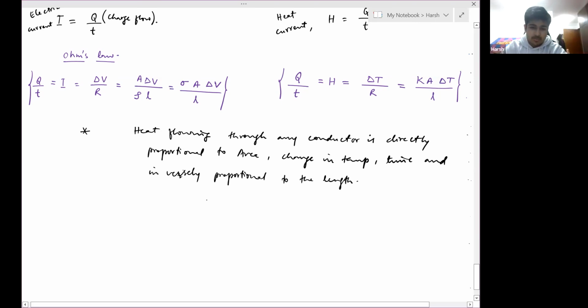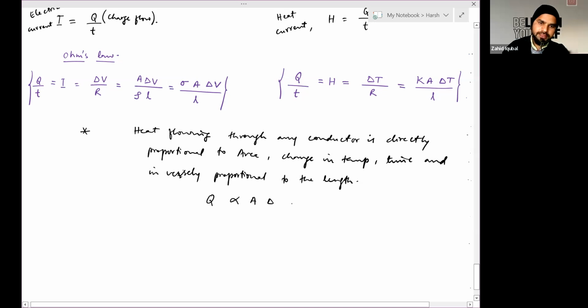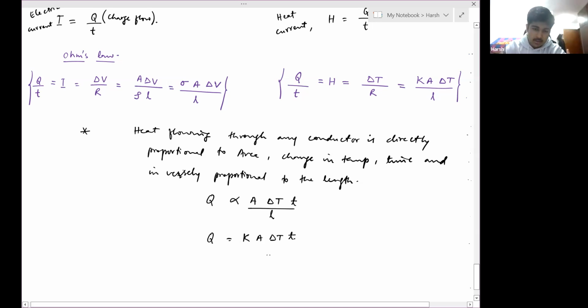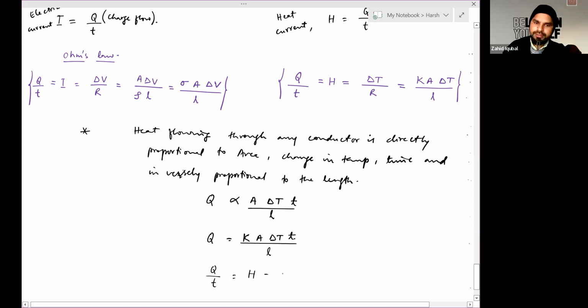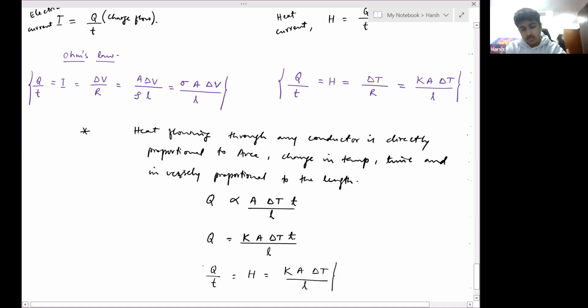So using this, we may write Q proportional to area, change in temperature, and time, divided by length. Removing the proportionality, we may write it as K A delta T divided by L. Now move this T to the left side. So it will be Q by T, which is also called H, equals K A delta T by L. You'll get the same result as we derived above. Just write it down.